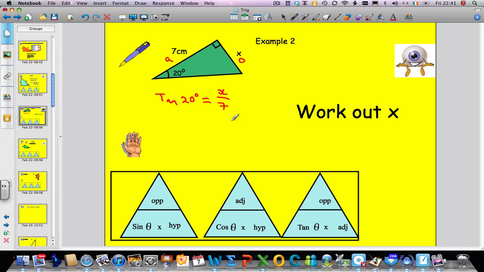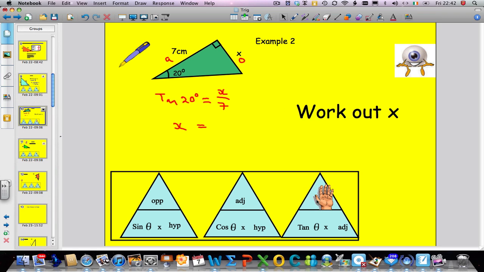So that's my equation set up. Now I've got to solve it. In order to get x, we can use a triangle to help us. Take your hand and cover up what it is we're looking for. In this case I'm looking for x, or the opposite, so I'm going to cover the opposite.